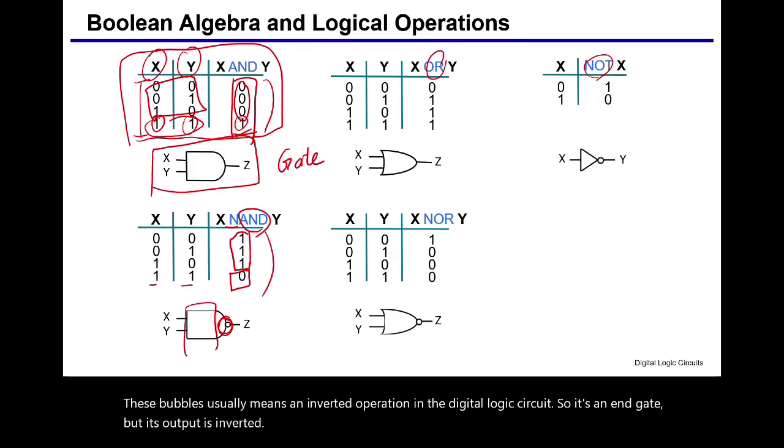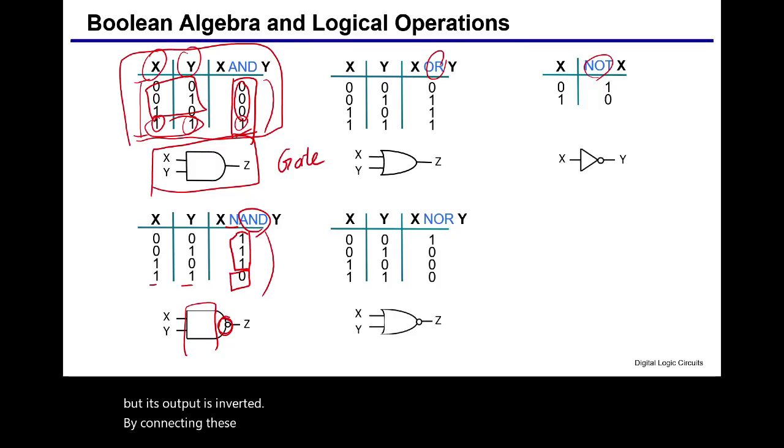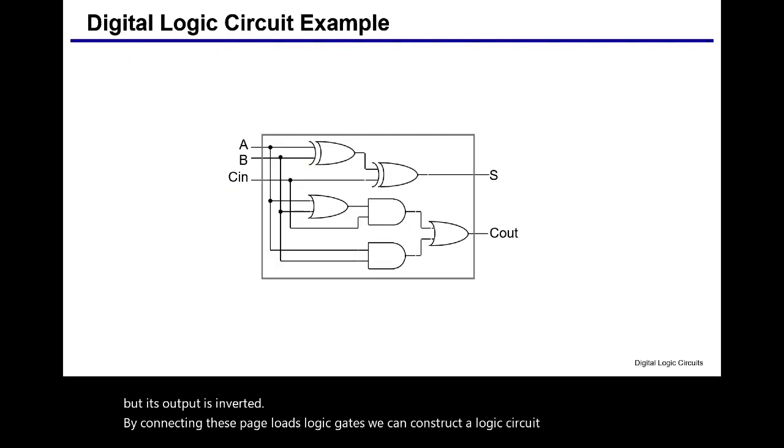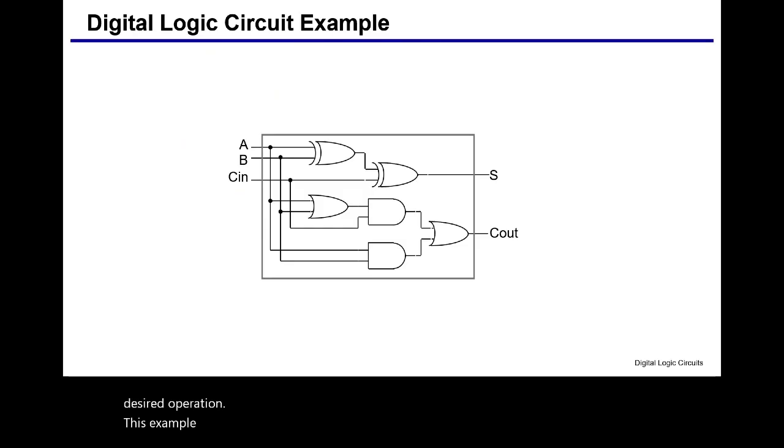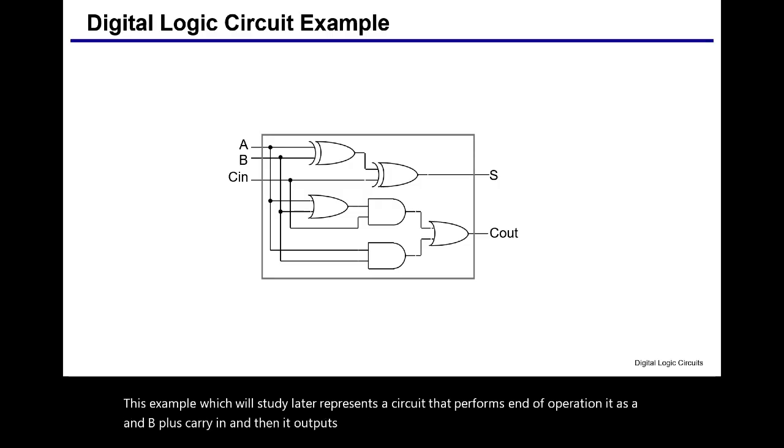By connecting these basic logic gates, we can construct a logic circuit that performs the desired operation. This example, which we'll study later, represents a circuit that performs the add operation. It adds A and B plus carry in, and then it outputs the sum of A and B, and it also outputs the carry out that goes to the next bit.